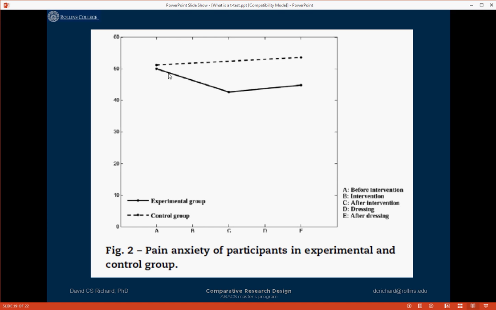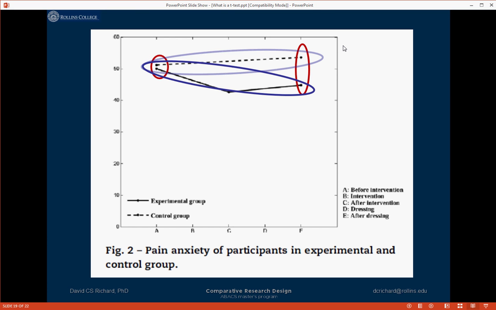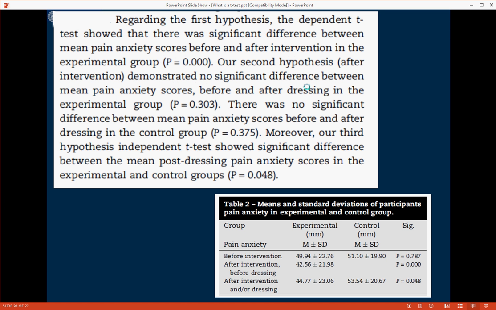The next one that they looked at was our second hypothesis, after intervention, demonstrated no significant difference between mean pain anxiety scores before and after dressing in the experimental group. Okay? And then the third thing, there it goes. Okay, I guess both of them are going to pop up. It says there was no significant difference between mean pain anxiety scores before and after dressing in the control group. So that's right here, 51.10 compared to 53.54. And then finally they report the independent t-test, that's in red, going this way. Okay, and you know that because it says 0.048. That says 0.048. So what they're reporting right here is exactly what's in the table.